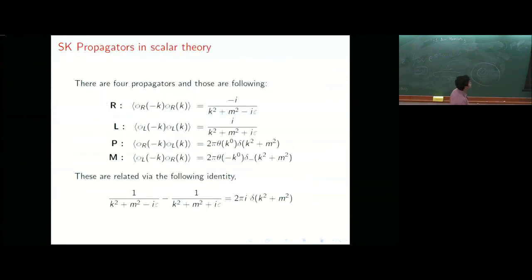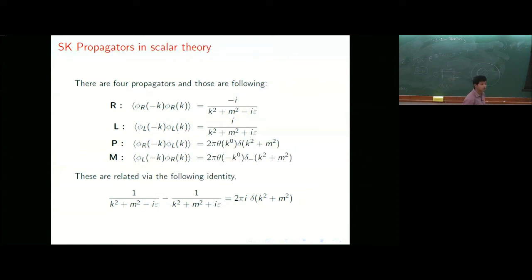These are the propagators one can calculate in scalar field theory. Because of this contour, let's say we choose two times t1 and t2. If we place the operators at these two points, we get the phi r propagator. If we place them here, we get the phi l propagator. We can also place them in the mixed positions, so we get four propagators: the left, right, plus and minus propagators.